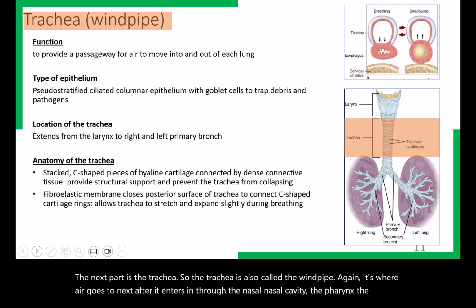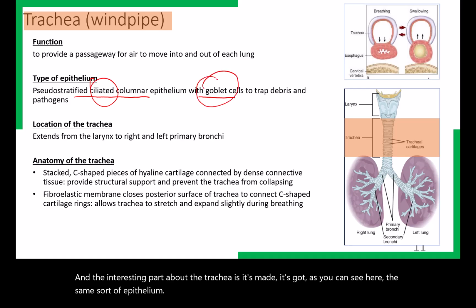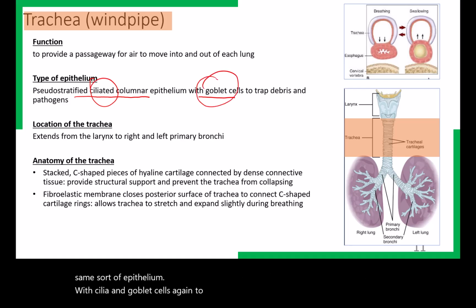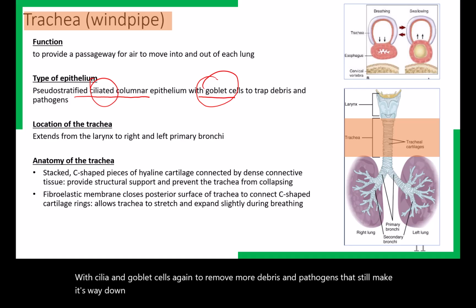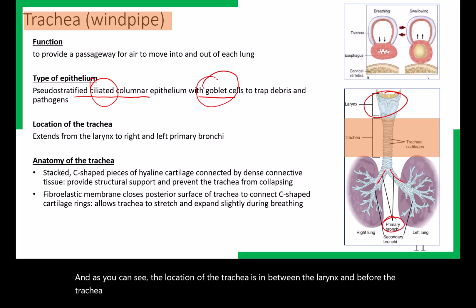And the interesting part about the trachea is it's got, as you can see here, the same sort of epithelium with cilia and goblet cells, again, to remove more debris and pathogens that still make their way down in the trachea. And as you can see, the location of the trachea is in between the larynx and before the trachea splits into the primary bronchi, into the left and the right primary bronchi over here.